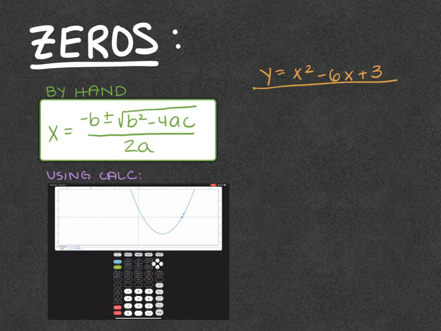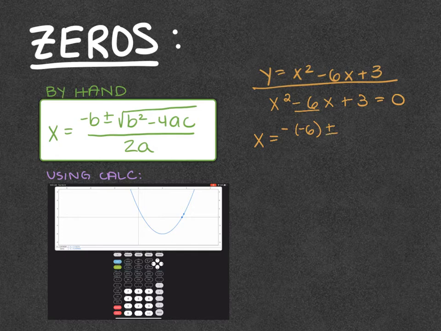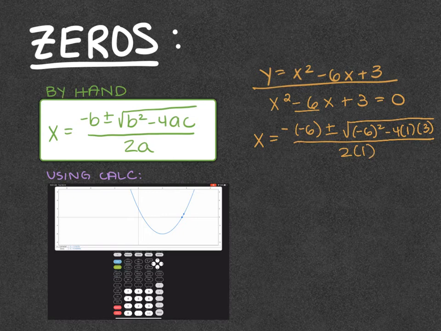So next we want to find our zeros. Again, that's where the function crosses the x-axis. To find that by hand, we're going to first set our equation equal to 0. So x squared minus 6x plus 3 equals 0. And then we're going to use the quadratic formula. You've probably seen this before, but we'll go through it again. So we have x equals negative b, remember b was the -6, plus or minus the square root of b squared minus 4ac, all over 2a. And then we just need to simplify all of this, which takes a little bit.